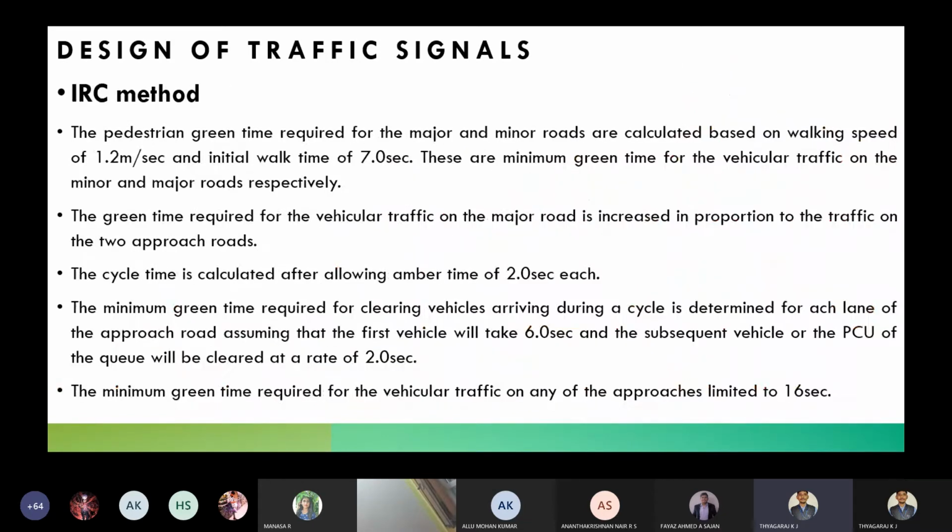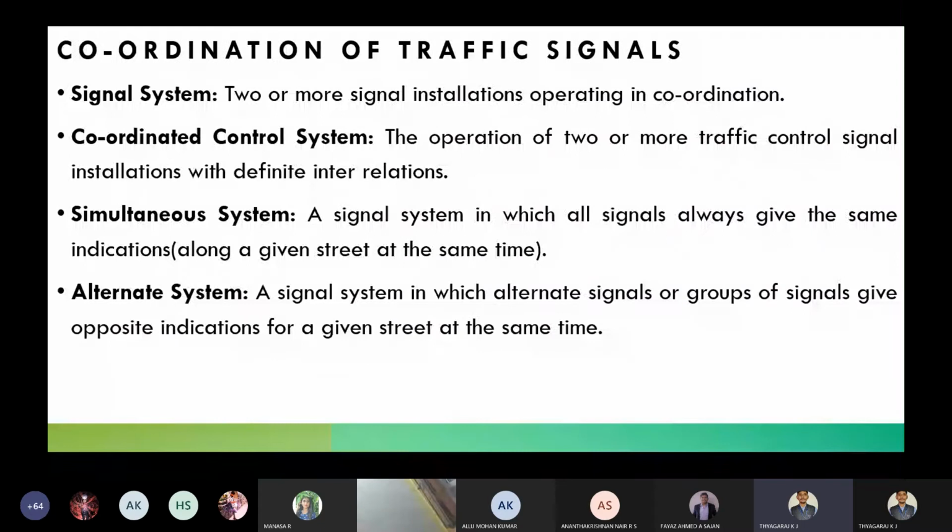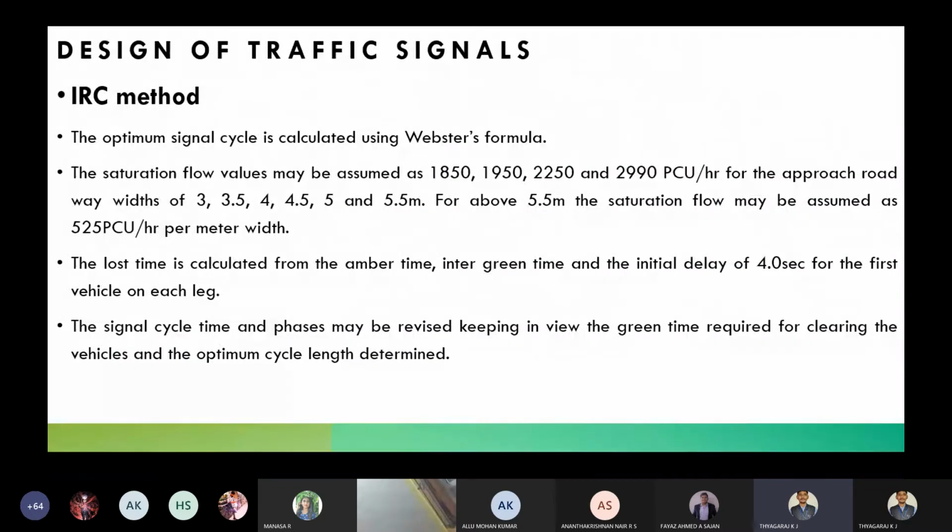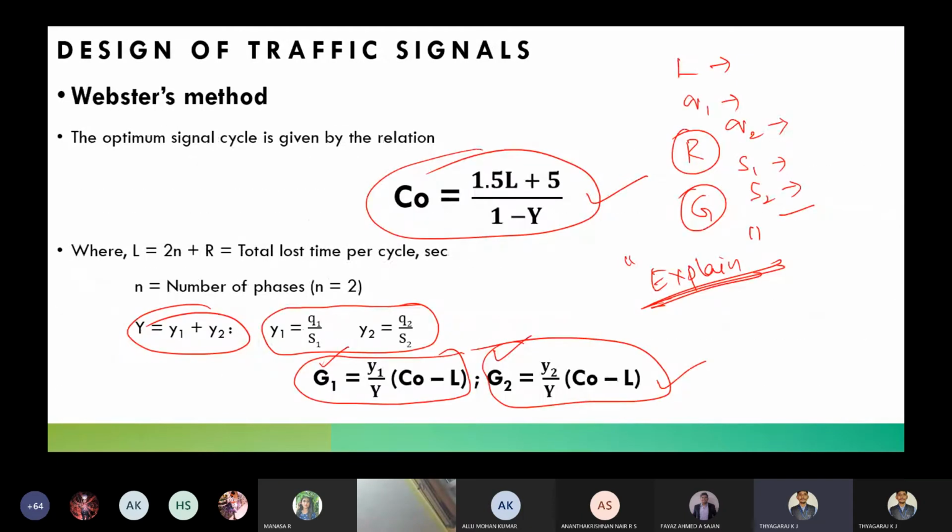The next method is the IRC method. I will not skip this one. When we are solving problems, I will keep on explaining it. Not to worry about Webster's method and IRC method. In this, what we are going to design is only the red time: what is the time required for stopping the vehicle, and what is the time required for moving the vehicle, that is the go phase, and what is the total cycle time. Total cycle time we are going to get from Webster's method.